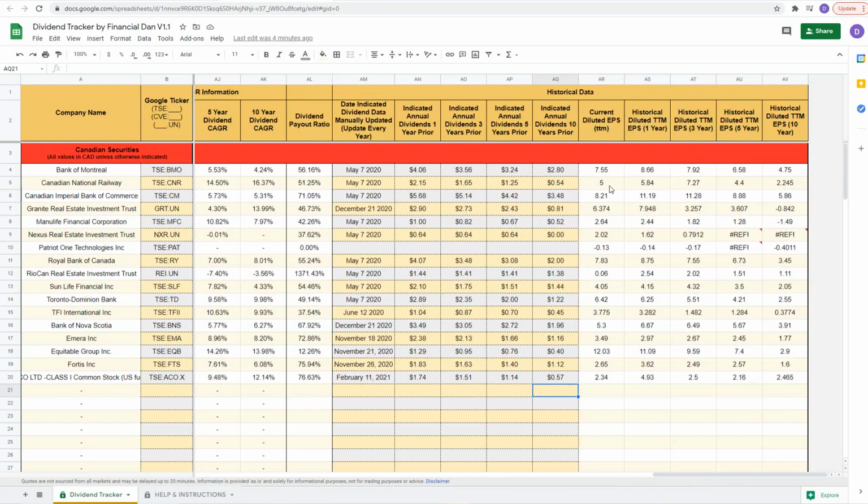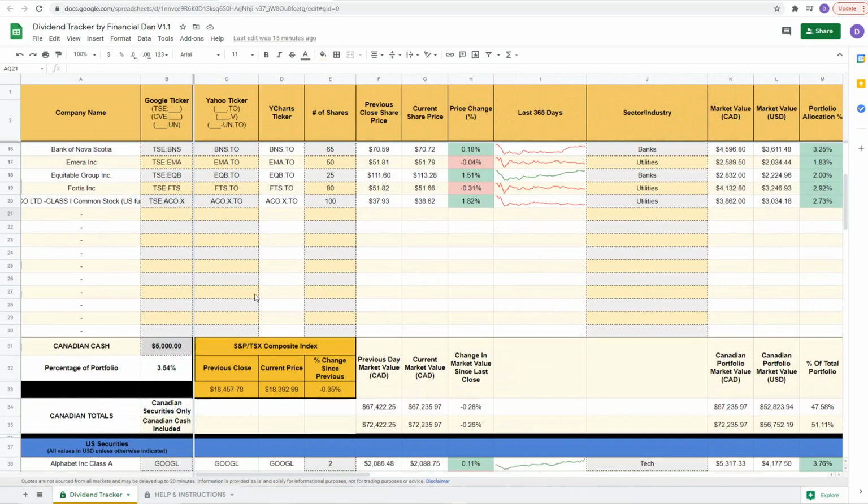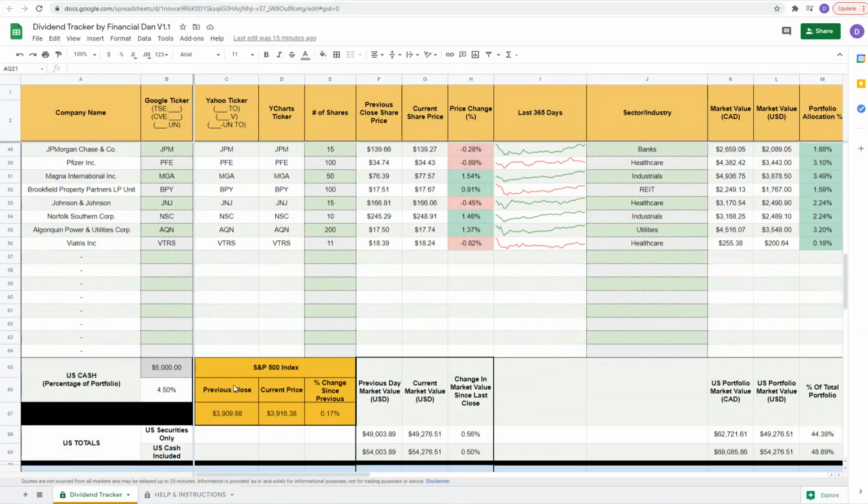Lastly, you'll just find a number of columns indicating earnings per share, trailing 12 months earnings per share, both current as well as historical, so 1, 3, 5, and 10 years prior. Now that we're done going over how to fill out the spreadsheet and how to keep track of your individual stocks, I just want to show you one more thing, and then we'll jump down to the portfolio totals section of the spreadsheet. So the spreadsheet will give you a couple of indexes, the TSX Composite Index, as well as the S&P 500 Index, and that's just to help you keep track of how your portfolio is doing day by day versus those couple of benchmarks.